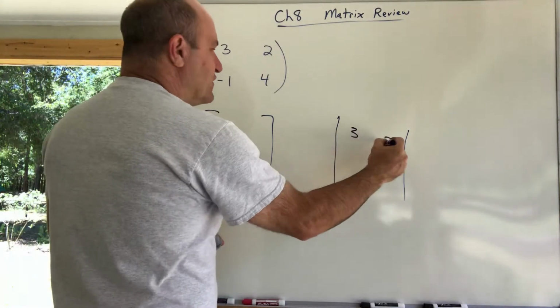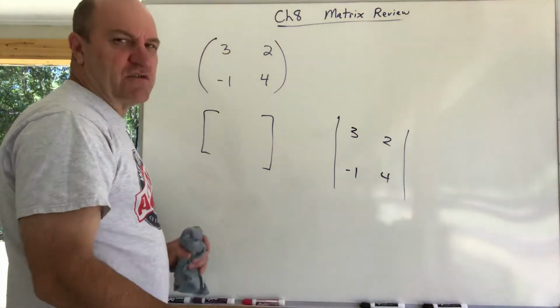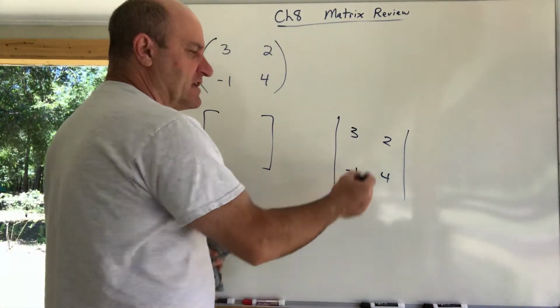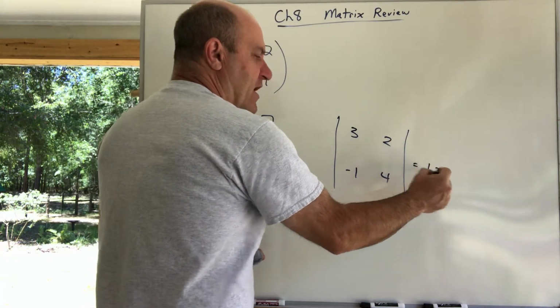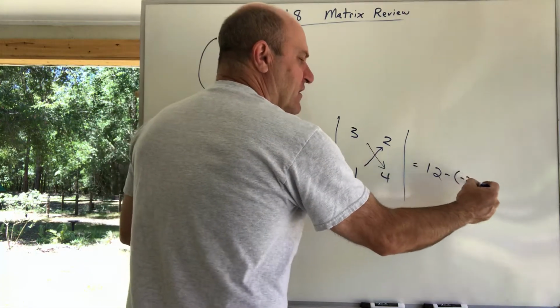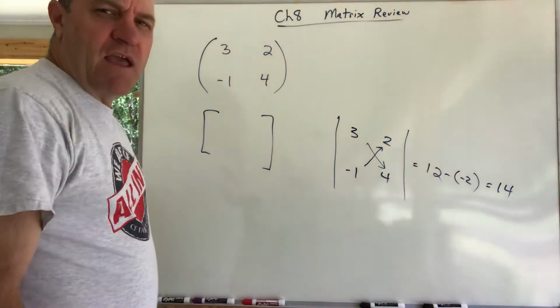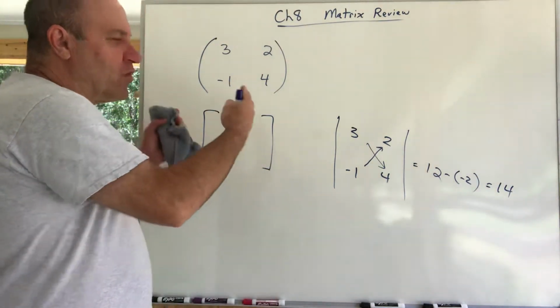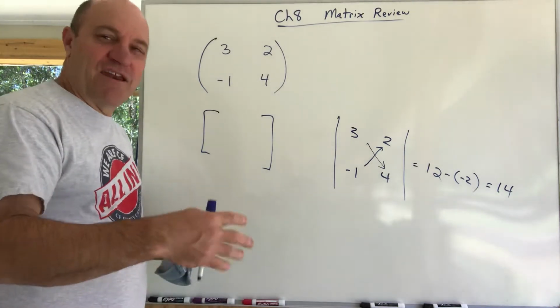Just for fun, let's do that. So this is the determinant of a matrix, and if it's a 2 by 2 determinant, it's pretty easy. It's 12 minus -2. You multiply that diagonal, subtract that diagonal. So the answer is 14. It is a number.